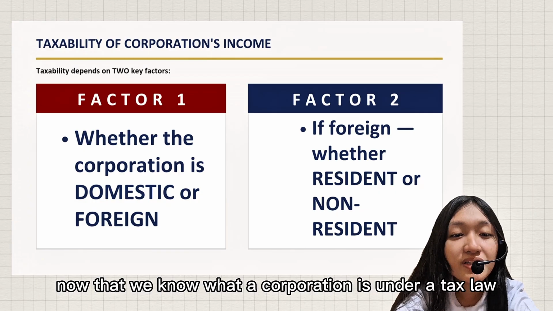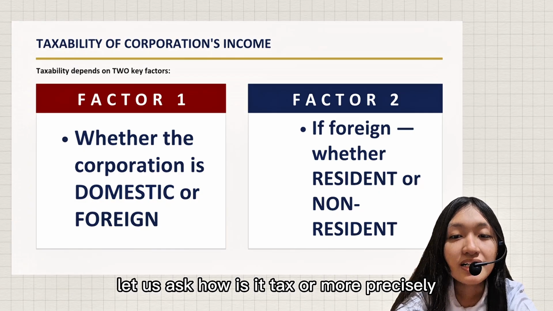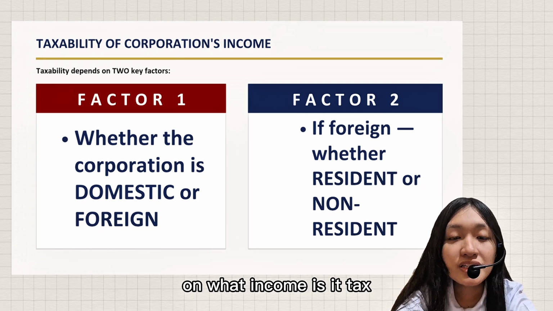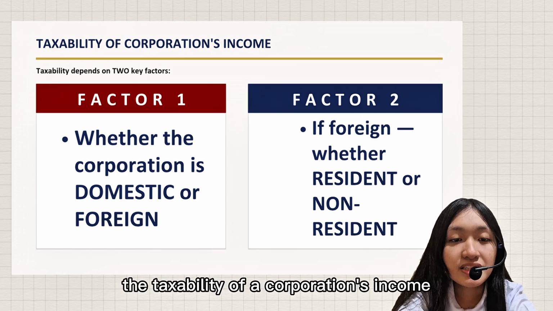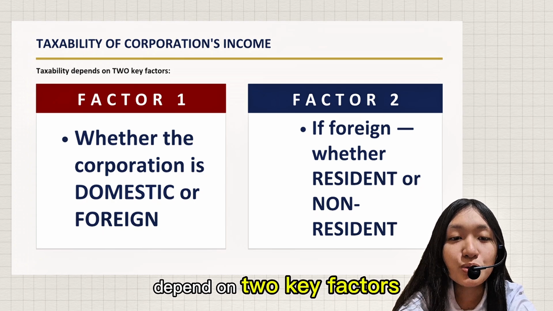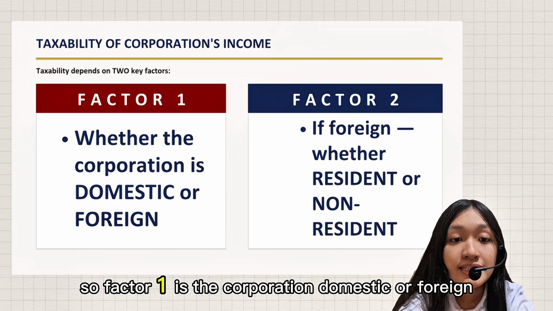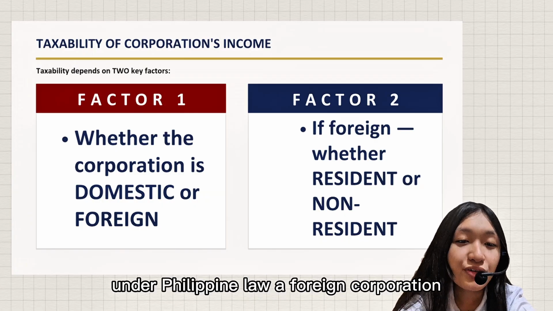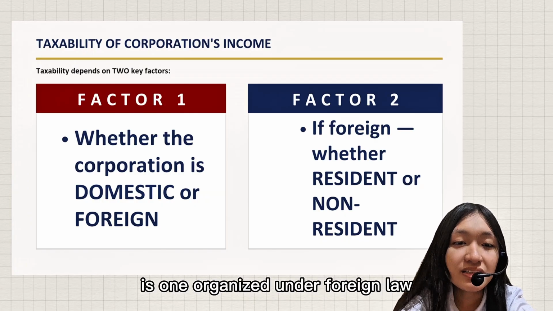Now that we know what a corporation is under the tax law, let us ask, how is it taxed? Or more precisely, on what income is it taxed? The taxability of a corporation's income depends on 2 key factors. Factor 1: is the corporation domestic or foreign? A domestic corporation is one organized under Philippine law. A foreign corporation is one organized under foreign law.